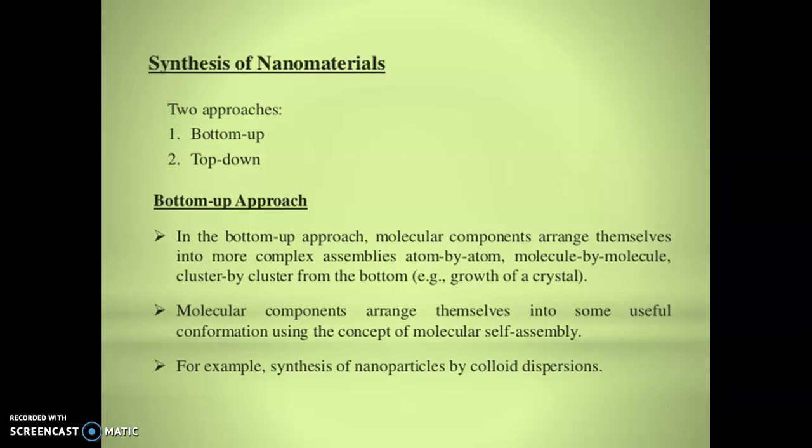So first we are going to see the bottom-up approach. In the bottom-up approach, molecular components arrange themselves into more complex assemblies, atom by atom, molecule by molecule, or cluster by cluster from the bottom. An example is nothing but a growth of a system. Molecular components arrange themselves into some useful conformation using the concept of molecular self-assembly. For example, synthesis of nanoparticles by colloid dispersions.